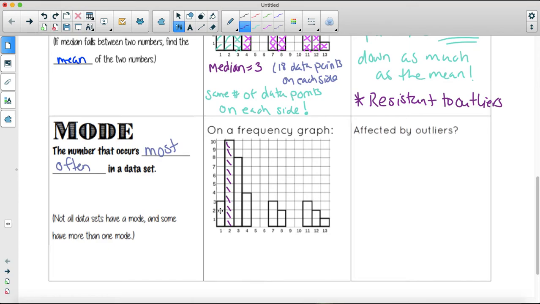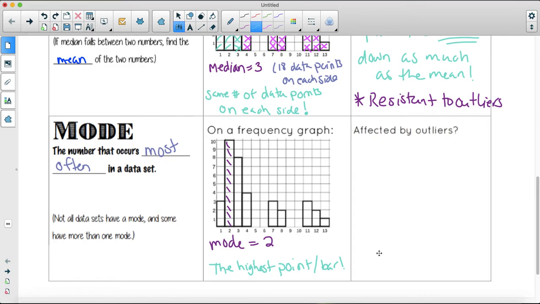So the 1s happen 3 times, the 2s happen 10 times, the 3s happen 8 times, the 4s happen 4 times, 7s happen 3, 8 happens twice, 11 happens 3 times, 12 happens twice, and 13 only happens once. So in this case, the mode is equal to 2 because it has the highest point on the bar. So we could say that it's the highest point, or it's technically the highest bar on our frequency graph.